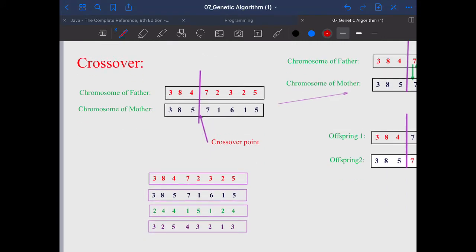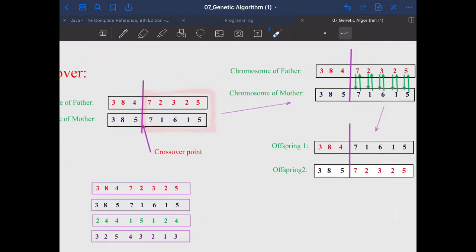First up is crossover. After doing all the work, we find a crossover point. This point could be anywhere. It doesn't have any specific place unless the question says so. After finding the point, we swap the values on the left side of the point with the other chromosome. So this is our crossover point, and we swap the values on the left side.